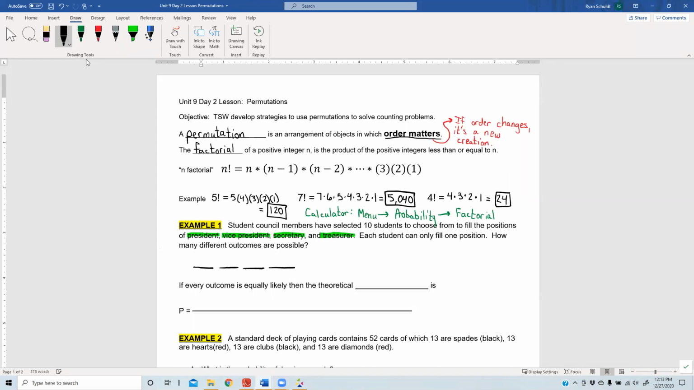Now let's say you were running for student council officer. Would it be different if you got president versus treasurer? Would that be a different outcome? Yes. President is different than treasurer.